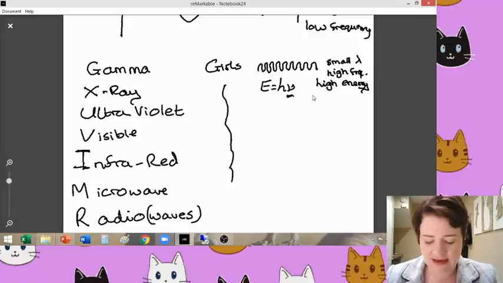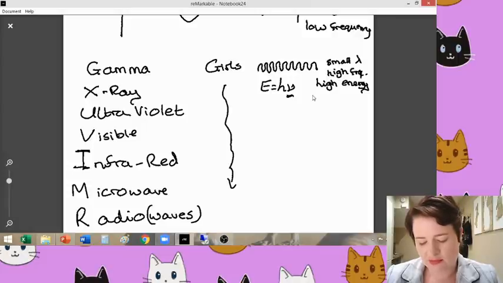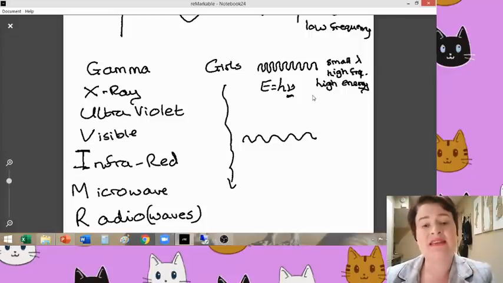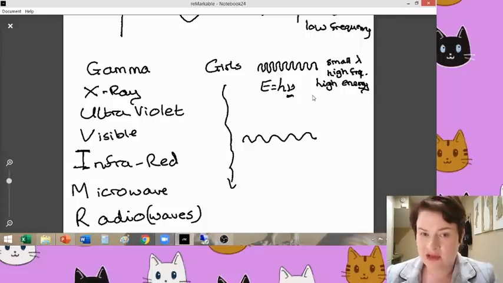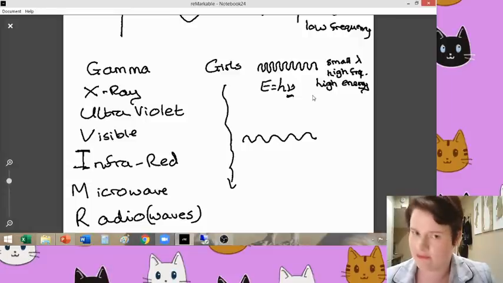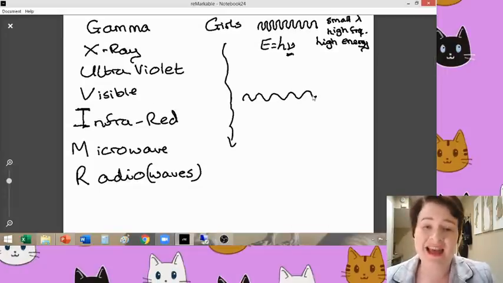As you go down the electromagnetic spectrum, the wavelength gets larger and the frequency gets smaller. So visible light, for example, they're a little bit more spread out, so they've got a higher wavelength, but there's less of them, so there is a lower frequency, so a slightly lower energy. We don't think of visible light as being that dangerous, whereas gamma rays and x-rays, we think of those as being pretty dangerous. Same with ultraviolet. We know that ultraviolet is the thing that burns your skin, isn't it? That's why we put sun cream on, to protect from UVA, UVB, ultraviolet light. So the further we get down there, the lower the frequency, the higher the wavelength.